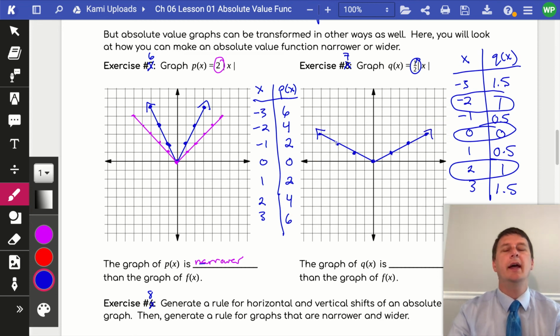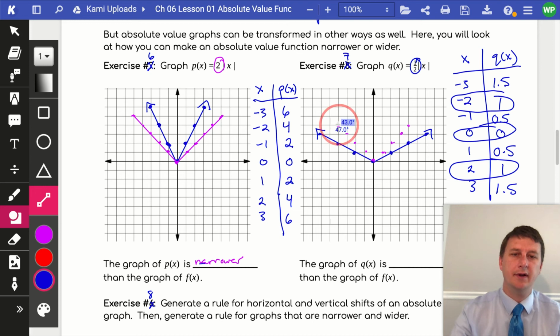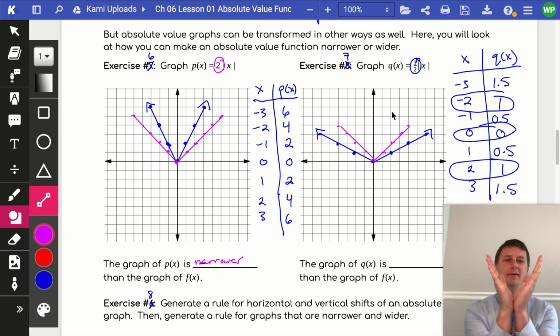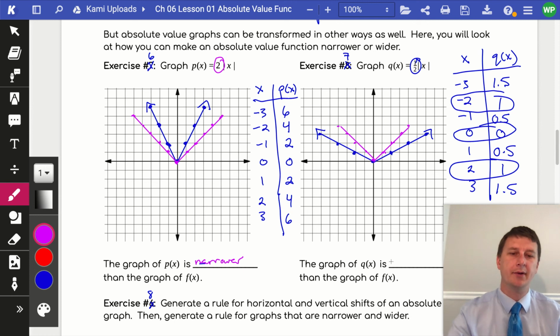There we go. And now that we have this graph, we want to know, compared to the parent function, and again, I'll sketch the parent function on this graph for you. There's our parent function of absolute value of x. How does it compare to this new function? And it's not wider this time. I mean, it's not narrower this time. I just gave away the answer. The lines went from this to this. It's stretched out, and we call that wider. So this graph is going to be wider than the graph of f of x.